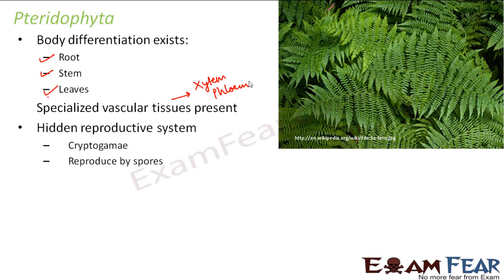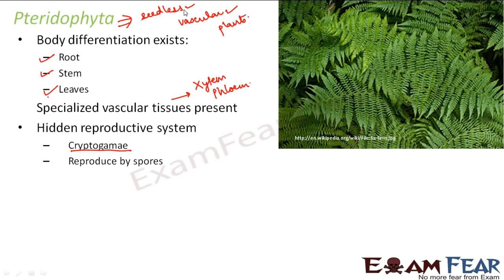They have a hidden reproductive system here also, so they are also cryptogams. Here also you do not see the reproductive structure externally. They reproduce by spores. Almost 12,000 species of pteridophytes exist. These pteridophytes are often termed as seedless vascular plants, because in these plants we have the vascular tissues, but there are no seeds, as the reproductive system is again hidden. So we do not have the concept of flowers or seeds. So these are seedless vascular plants.